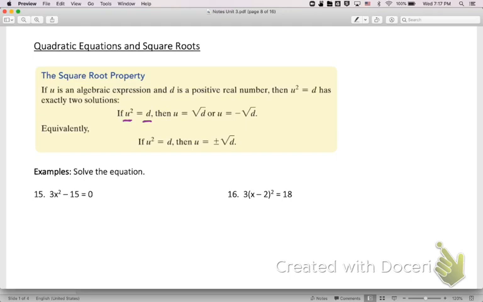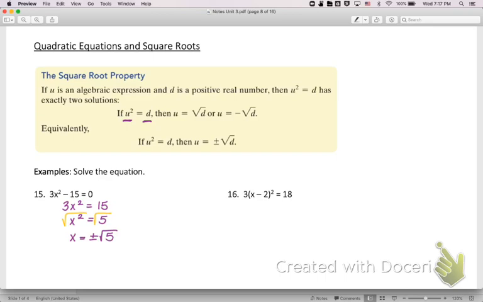We don't want it to be equal to 0. Instead, if we're going to use a square root, what we want to be able to do is get the x squared by itself. So I'm going to start by adding 15 to both sides, and then I'm going to divide by 3. So I get x squared equals 5. Now I'm ready to take the square root of both sides, and when we do that, the answer is going to be plus or minus the square root of 5.